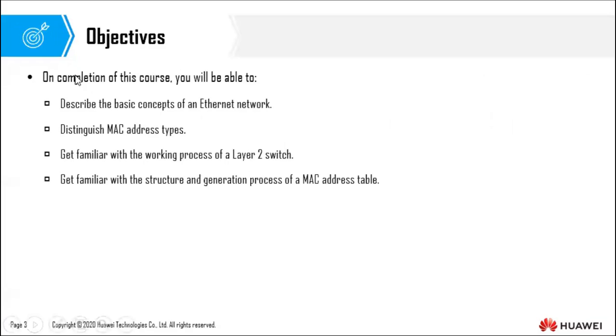By the end of this chapter, you should be able to describe the basic concepts of an Ethernet network, distinguish MAC address types, get familiar with the working process of a layer 2 switch, and get familiar with the structure and generation process of a MAC address table.